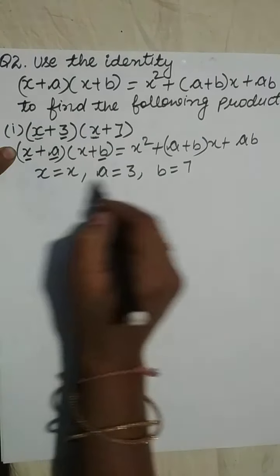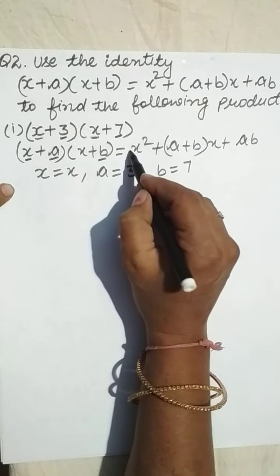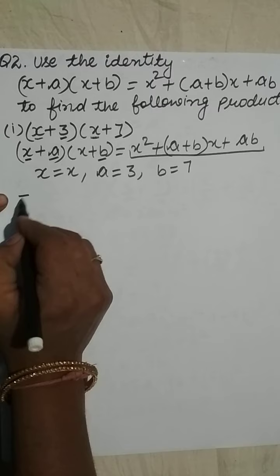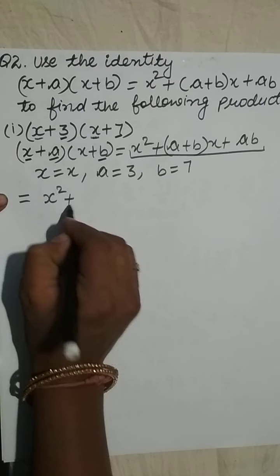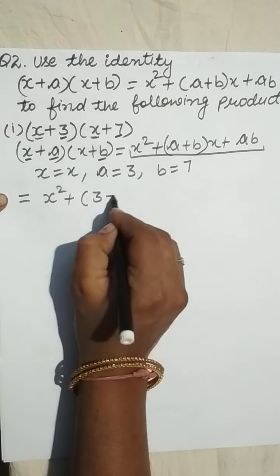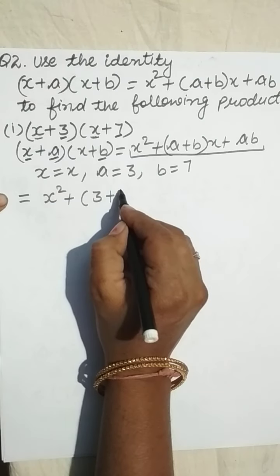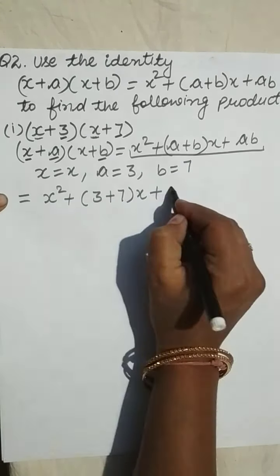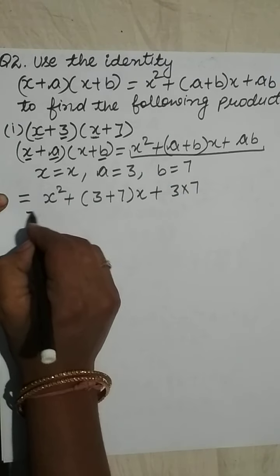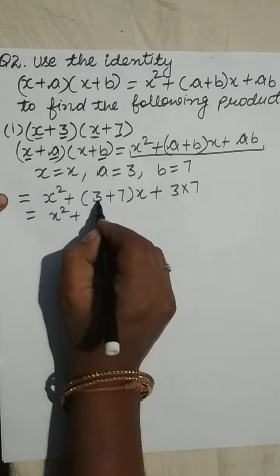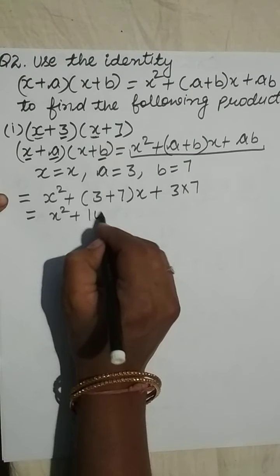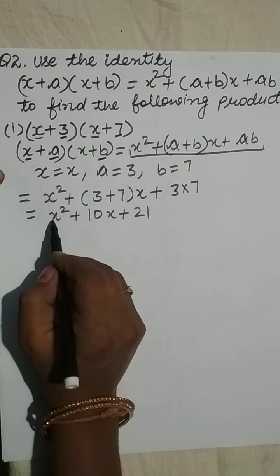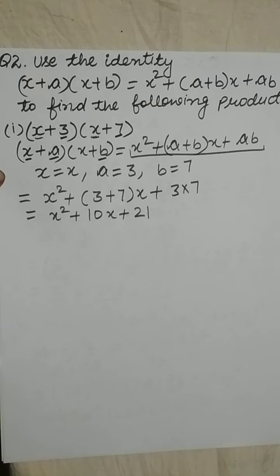Now we will just put the values of all variables on the right side of this identity. So this can be written as x square plus (3 plus 7) into x plus 3 multiplied by 7. So this is equal to x square plus 10x plus 21, since 3 plus 7 is 10 and 3 sevens are 21. So this is x square plus 10x plus 21, the answer.